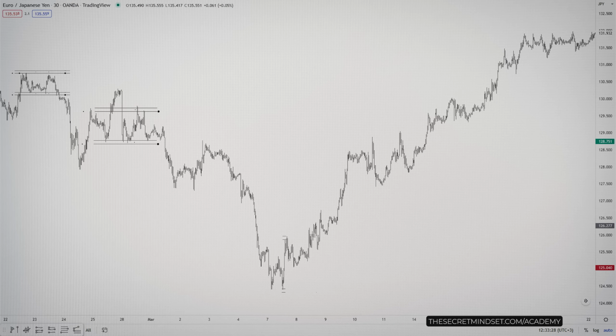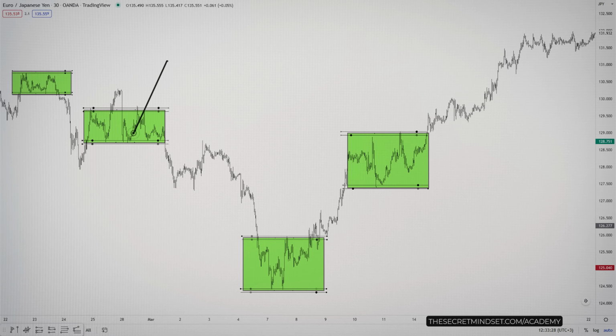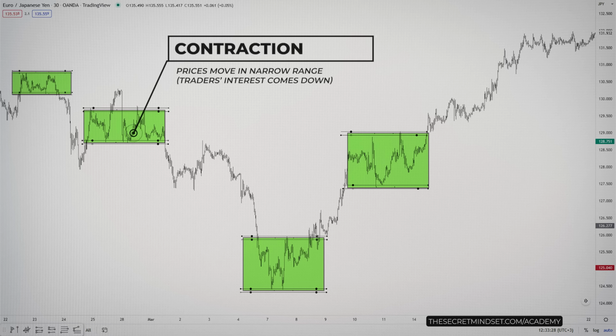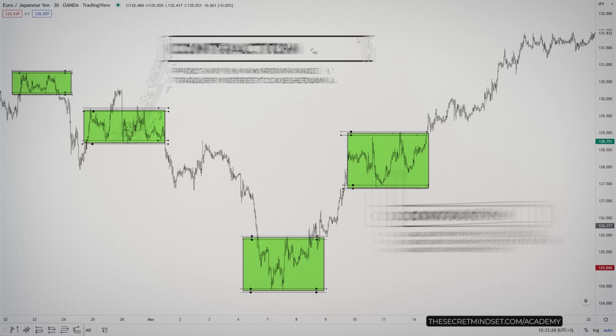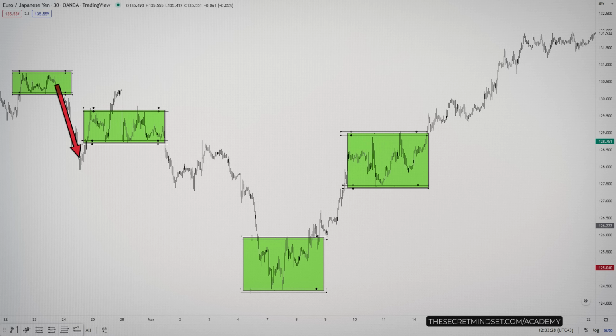Markets go through periods of contraction when prices move in a narrow range, while traders' interest comes down. These periods of narrow range are called contraction. When markets are doing nothing, they are giving a message: we have a balance between bulls and bears. Neither is strong enough to take the market in their direction. Soon enough, one of these forces, either the bulls or the bears, will emerge as the stronger force.